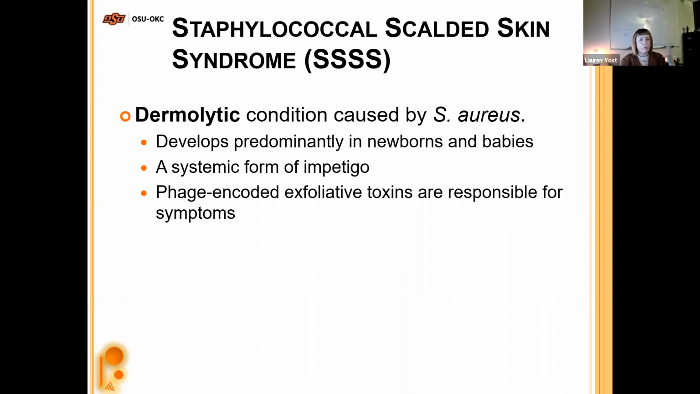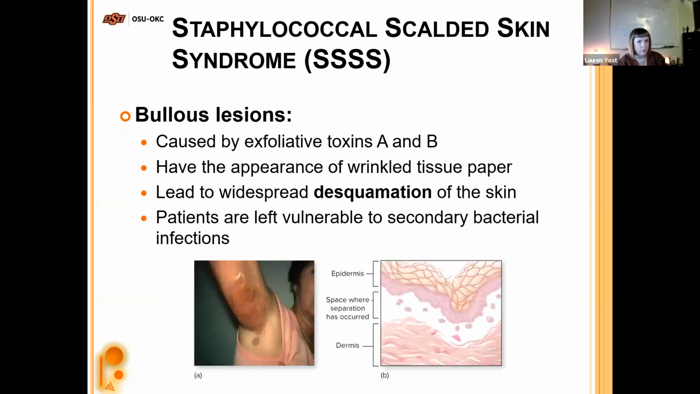And those genes code for things that enable this situation to happen. They are virulence factors that have been transmitted via phage into that bacterium. So it causes bullous lesions, large areas that are sometimes filled with fluid or just detached in general, with a wrinkled tissue paper appearance. It can be a very painful situation.